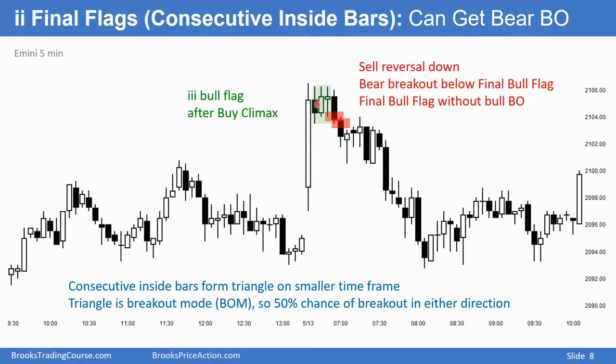This is an II potential final bull flag. It was the final bull flag. We never got a bull breakout. We got a bear breakout below the bull flag, but it was the final bull flag. Sometimes you'll have a bull flag that gets a bear breakout and not a bull breakout. It's still a bull flag, and in this case, it's the final bull flag in the bull trend.